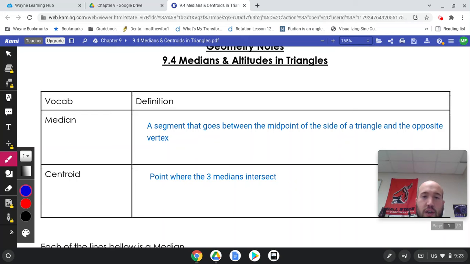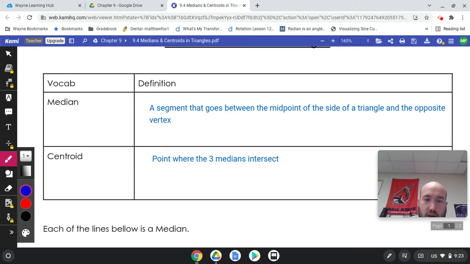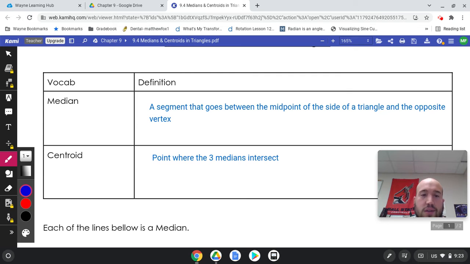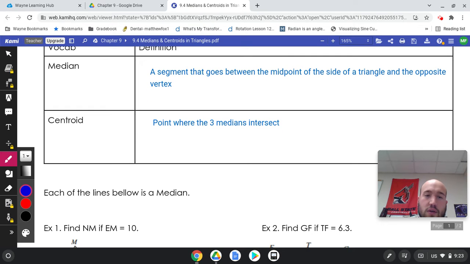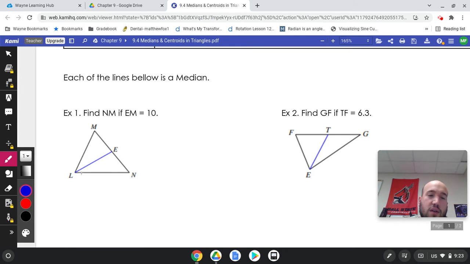All right, good morning. And today we're going to talk about medians. We already talked about those last week. A median is a segment that goes between the midpoint of the side of a triangle and the opposite vertex. Okay, so for example, down here, this is a median. It goes from the midpoint, so E is the midpoint, to the opposite vertex. Vertex meaning that corner or the angle.